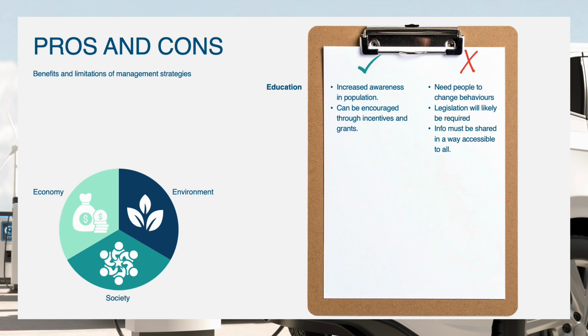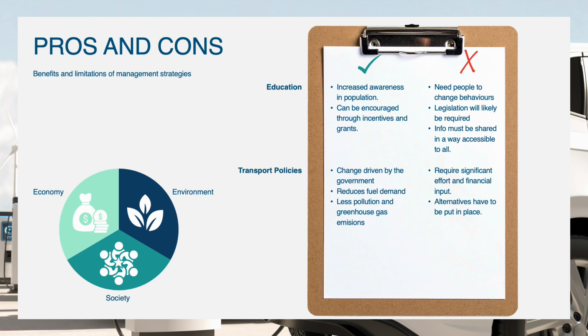Education still depends on behavior change, and people might know what to do, but might not want to do it. Legislation may be needed to make some changes happen, such as minimum energy efficiency standards for appliances or buildings, and information also needs to be shared in a way that is accessible to everyone, including different languages, income groups, ages, and education levels.